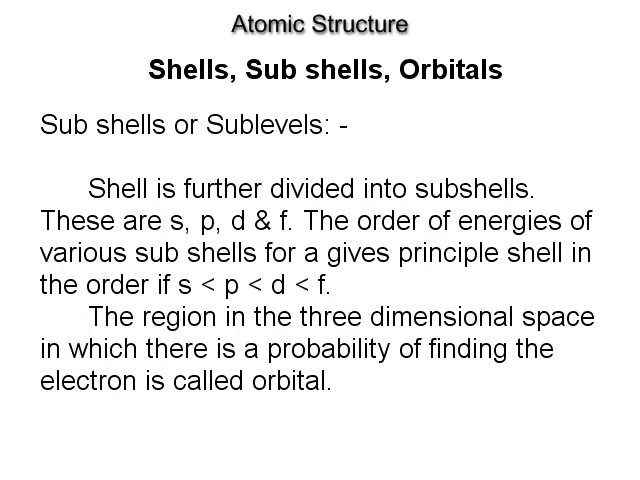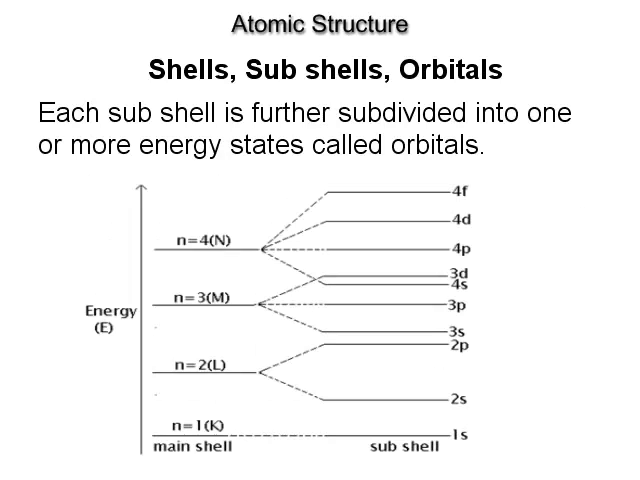Subshells or sublevels. A shell is further divided into subshells. These are s, p, d and f. The order of energies of various subshells for a given principal shell is f > d > p > s. The region in three-dimensional space in which there is a probability of finding the electron is called an orbital. Each subshell is further subdivided into one or more energy states called orbitals.